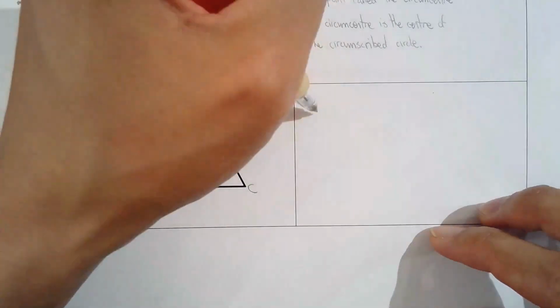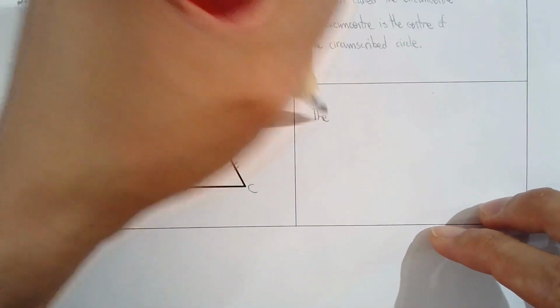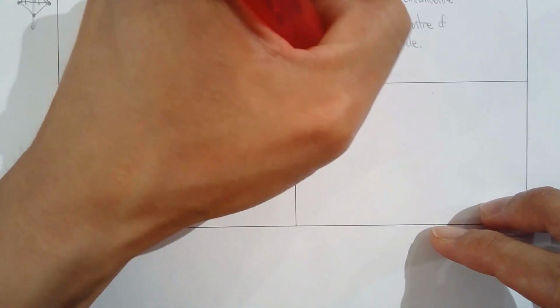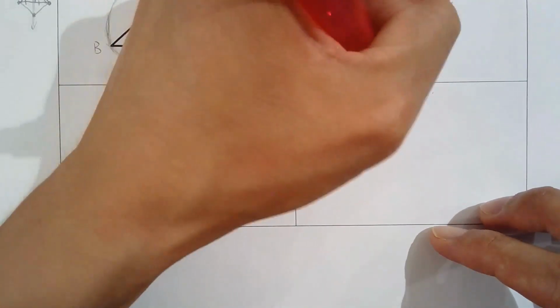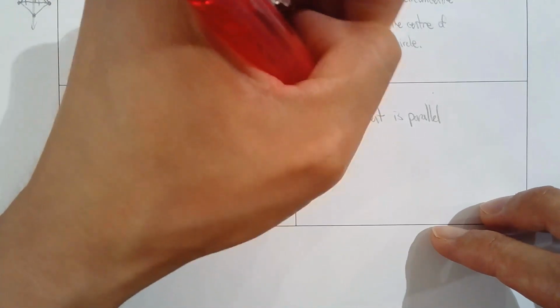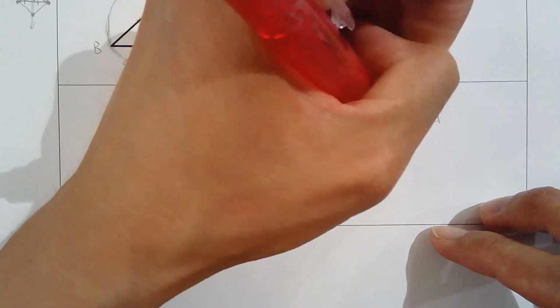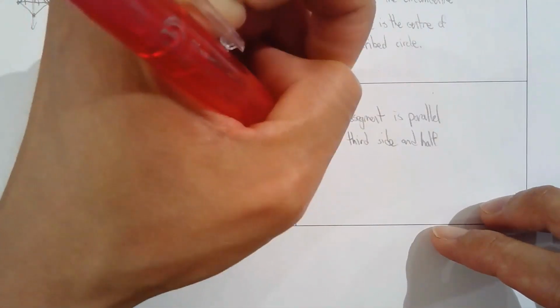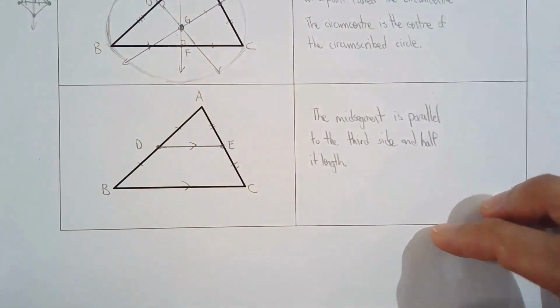By the way, you also have seen this in grade 9. It's in the textbook. The midsegment is parallel to the third side and half its length.